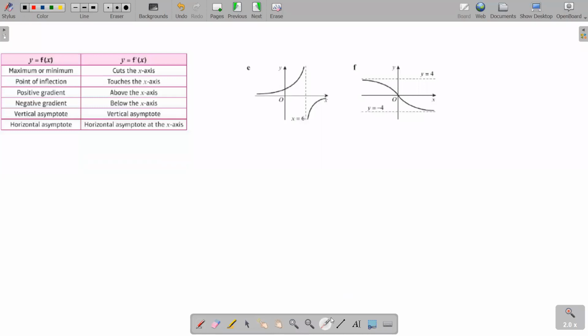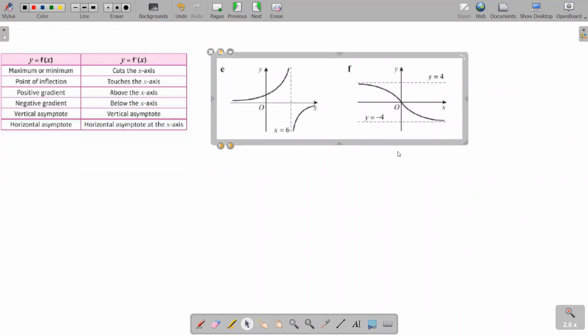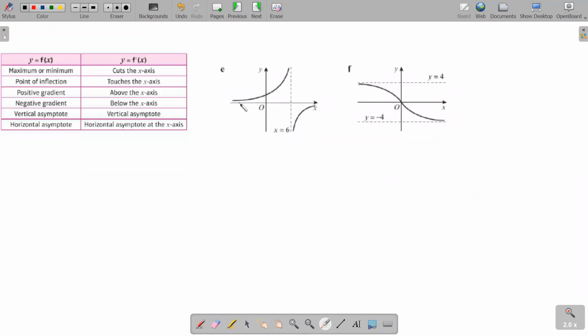Now look at part E. In part E, what happens? Look, in part E, you can see there are no turning points. So there are no places where you cut the x-axis. There are no turning points. I think you can see this line is a horizontal asymptote. We can kind of see it. So the horizontal asymptote is at the x-axis. So this is basically the same thing.